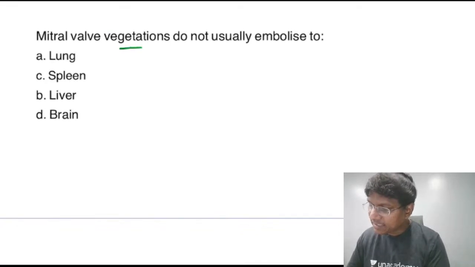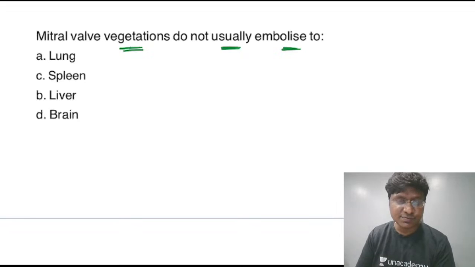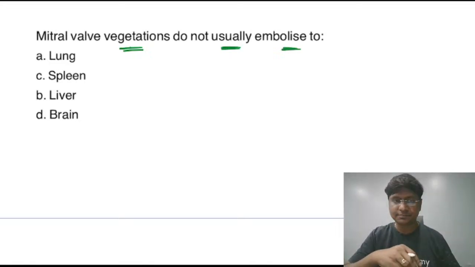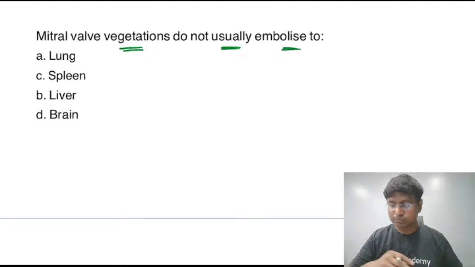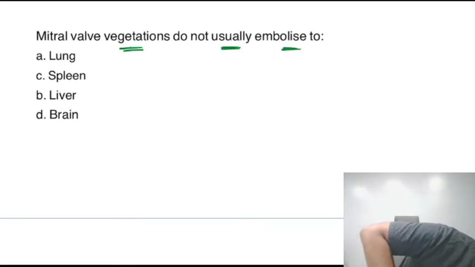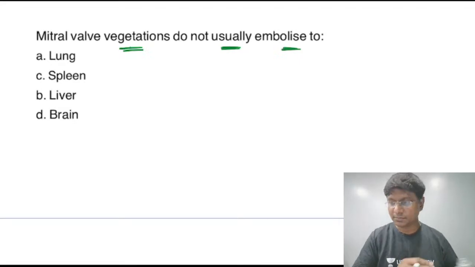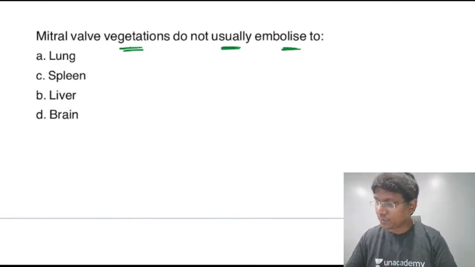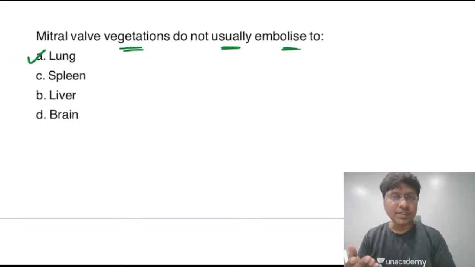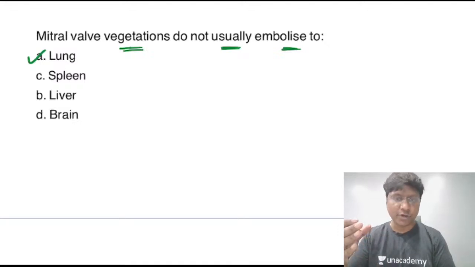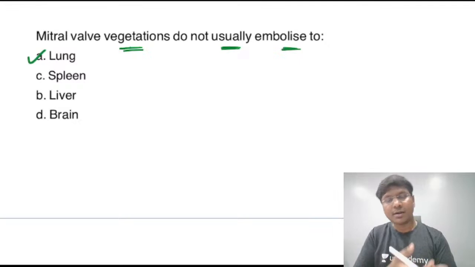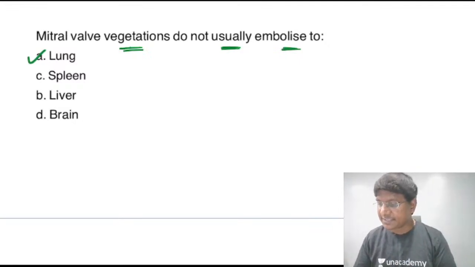Next question. Mitral valve vegetations do not usually embolize to which of these: lung, spleen, liver, brain? Very good. Mitral valve vegetations usually don't embolize to the lung. From the mitral valve, if any vegetation ruptures, it moves in the forward direction. That means it will move into the left ventricle and aorta, and from the aorta to the different systemic organs. But backward embolization to the lungs does not occur in mitral valve vegetations.